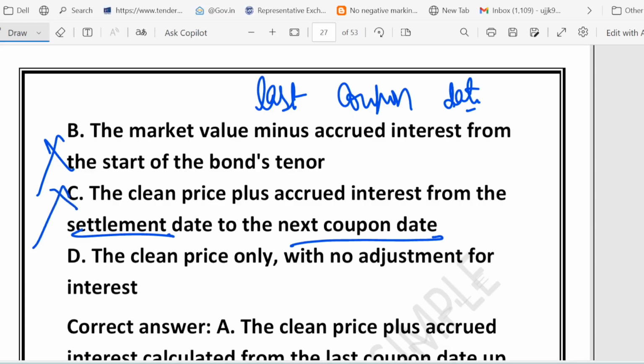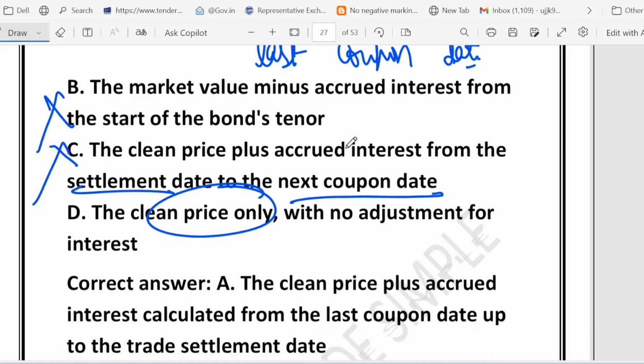What about option D? It says clean price only with no adjustment for interest. This is actually the definition of the clean price, right? Not dirty price. Dirty price always includes accrued interest, while clean price excludes it.